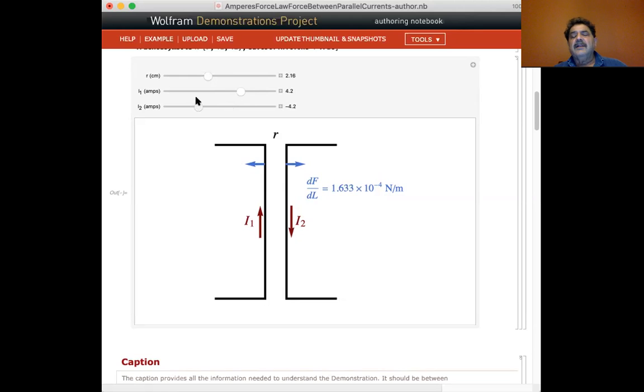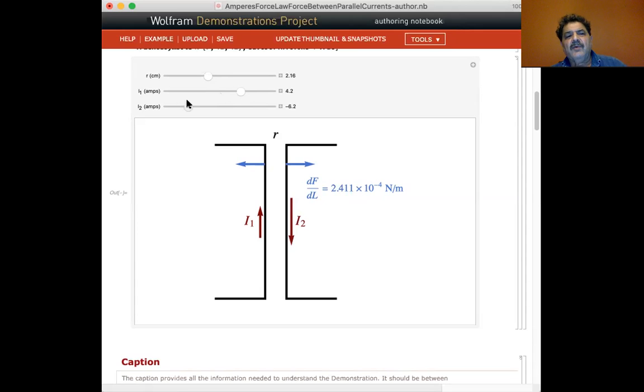So if the currents are going in the same direction, the force is going to be towards each other. If the currents are going in the opposite direction, the wires are repelling each other basically. Put it over here. They're attracting each other. The force is inward. Go back to the negative. The force is outward. So same direction, the force is attracting. Opposite direction, the force is repulsive.